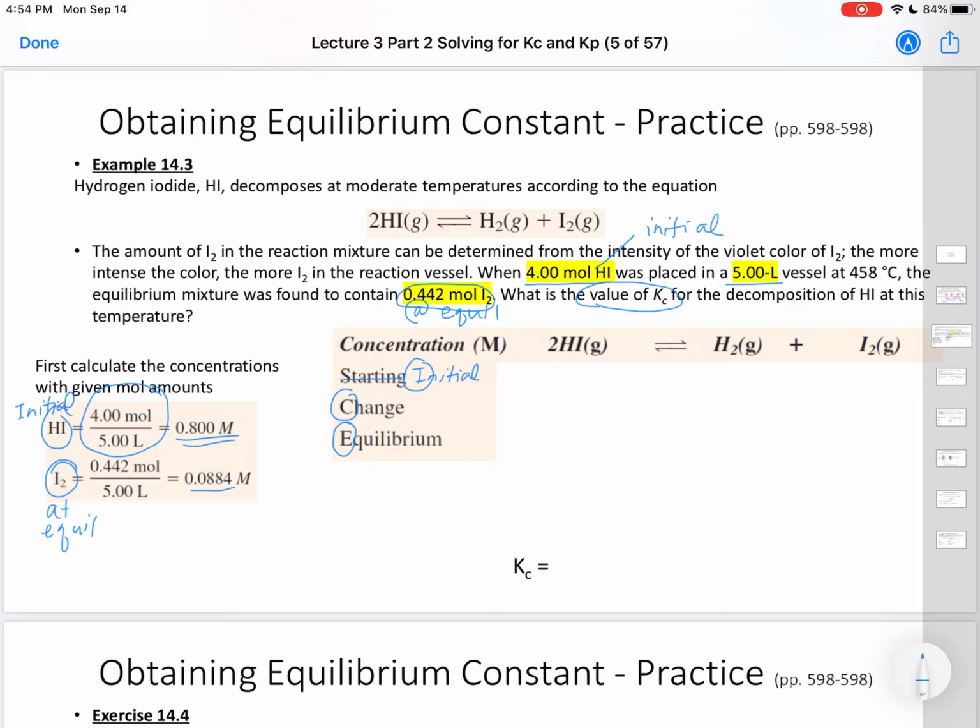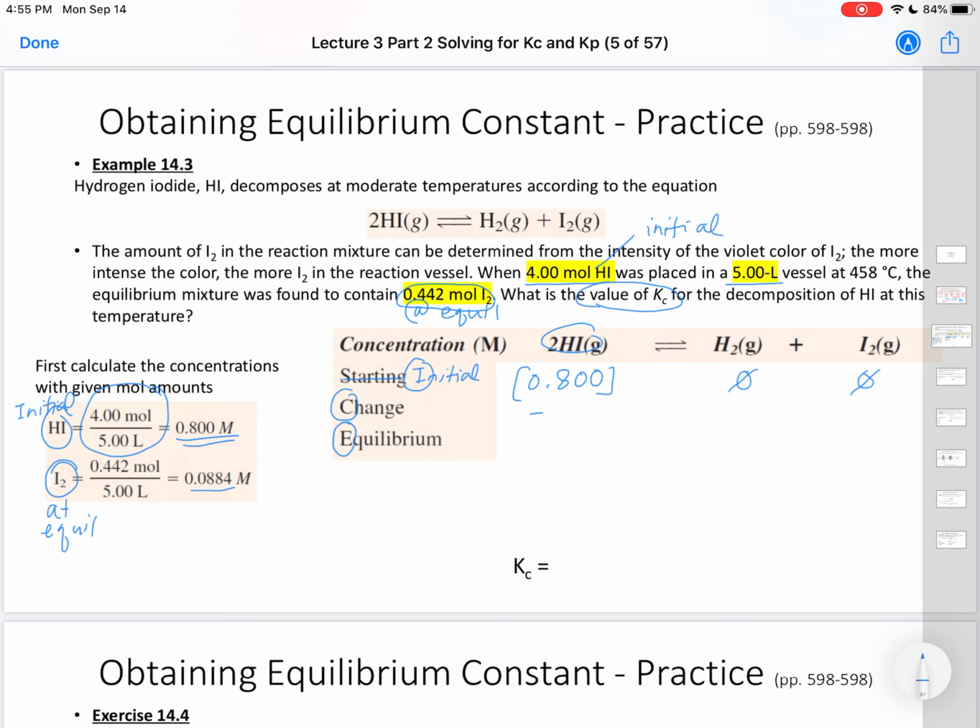Let's plug in these two numbers. This is HI initial, so initial is here, HI is here, so it's going to be 0.800. That's the concentration. You have none of the H2 and none of the I2 at the beginning.